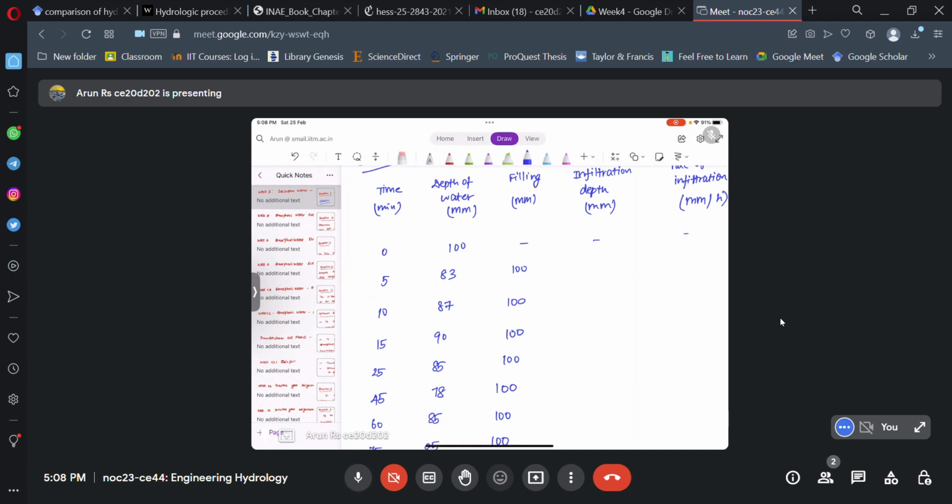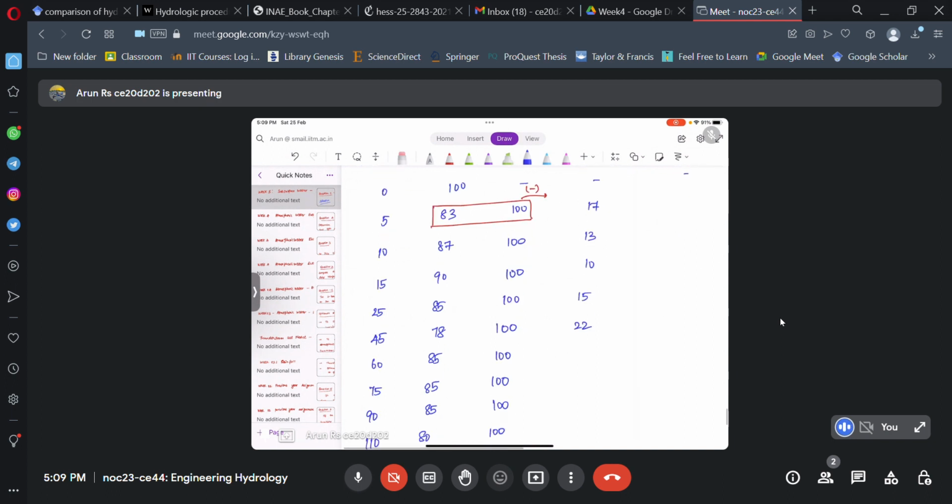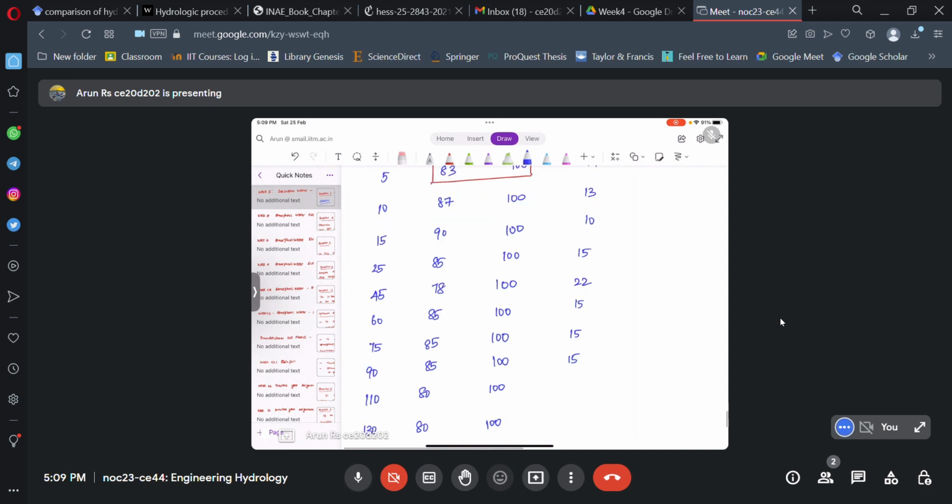So if we subtract these two, the difference will give you the depth of water that is infiltrated into the soil. So that will be 17, 13, 10, 15, 22, 15, 15, 15, 20, and again 20.